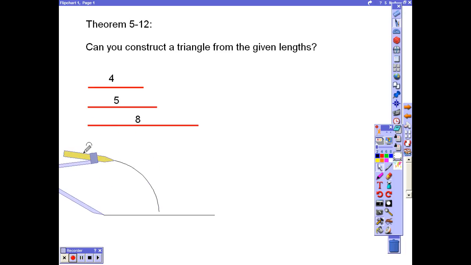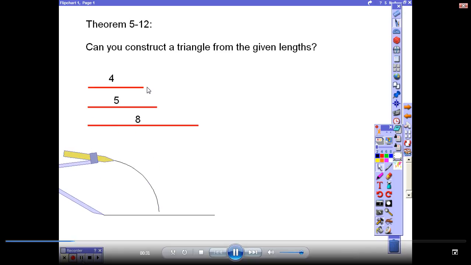So what I'm going to do to prove to you that it either can or cannot form a triangle: I made this length 4. I made my compass length that length, brought it down here, placed the tip right here, and made a mark up here. Now all the points in this arc are 4 units from that endpoint right there.